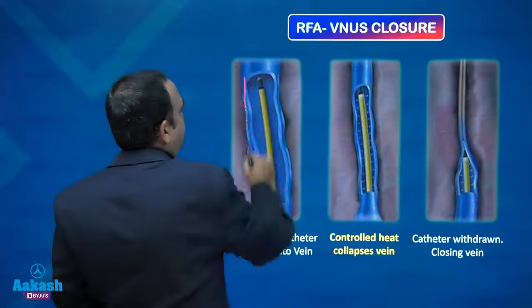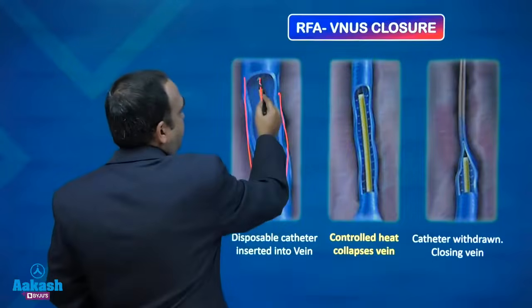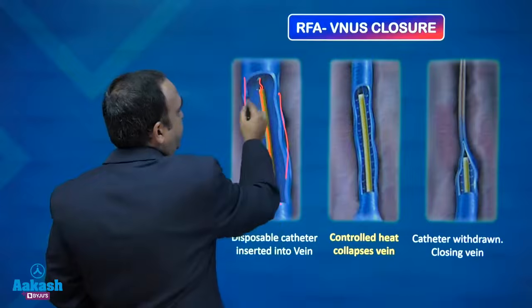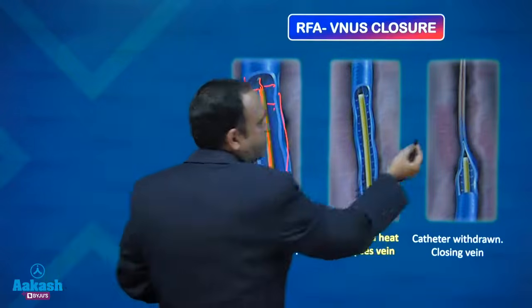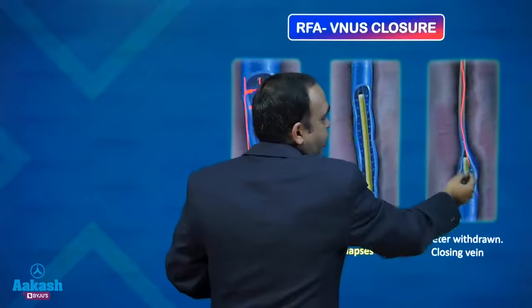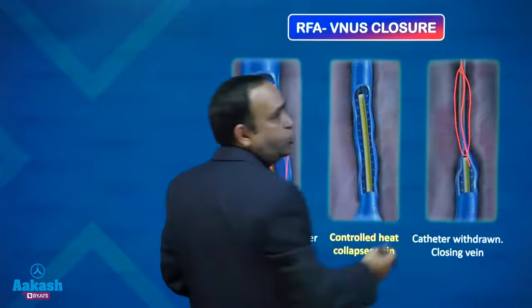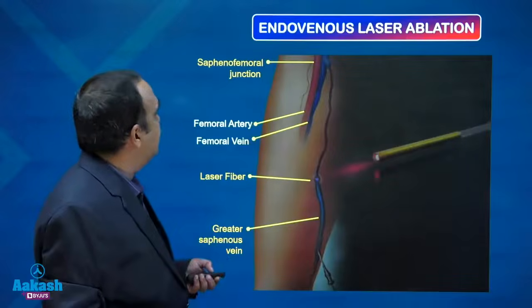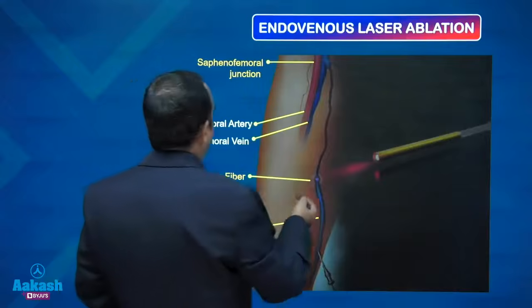As you can see, that's a dilated vein. Make a small stab, insert a catheter, start coming out by applying heat in a radial manner, and as you withdraw it, you can see the vein is collapsing, the catheter is going down, and this segment has already collapsed with the heat energy. This is laser, similar, same procedure, right?